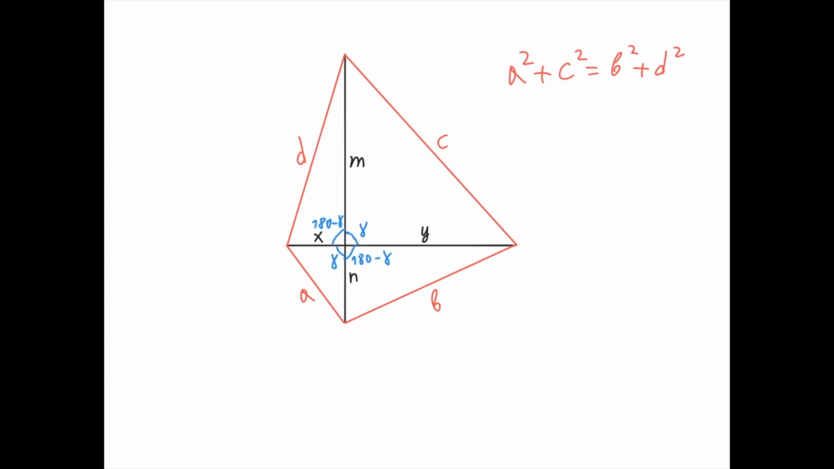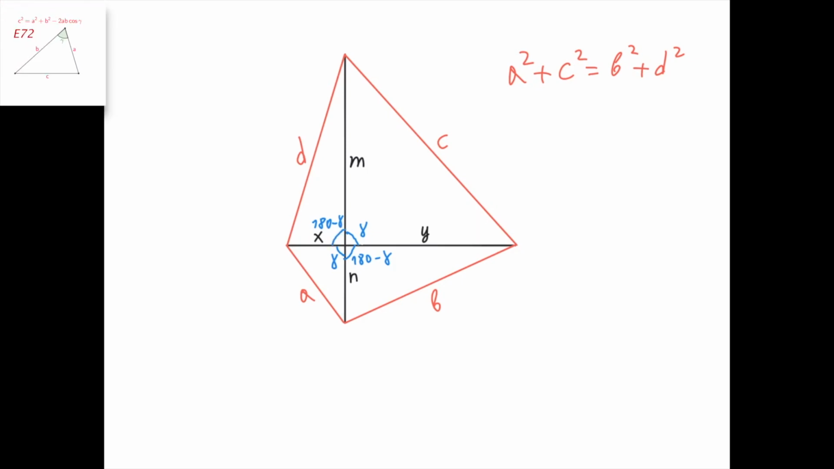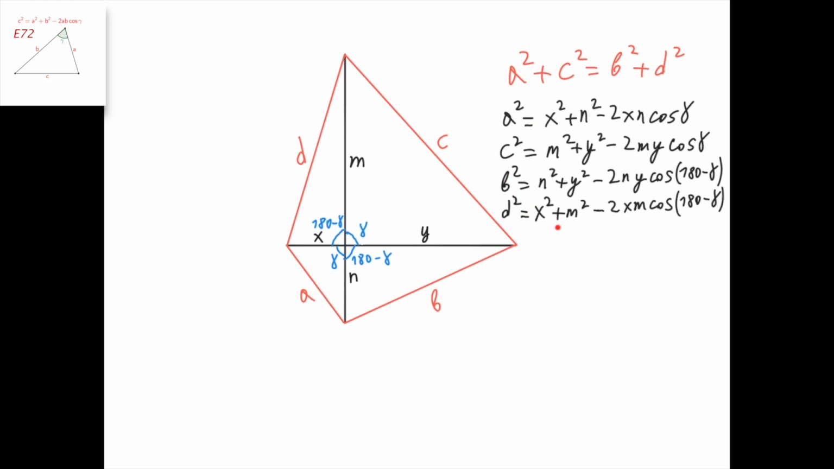And now let's think about this. If we label this angle by gamma, and we know that a squared plus c squared equals b squared plus d squared, how can we prove that gamma is 90 degrees? Of course, if this angle is gamma, we know that this angle is gamma, and this angle is 180 minus gamma, and this angle is 180 minus gamma. What we could do here is apply the law of cosines for this triangle, this triangle, this triangle, and this triangle. What we get are these four equalities.